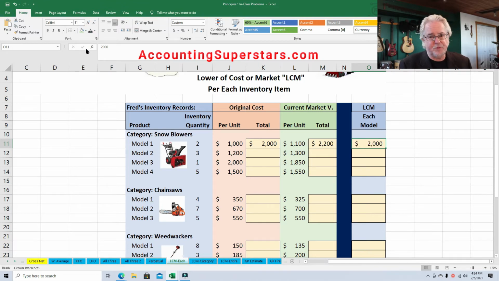There we go. So let's do Model 2. With Model 2, Fred says, I've got 3 of those, and they cost me $1,200. That's how much I paid for them.